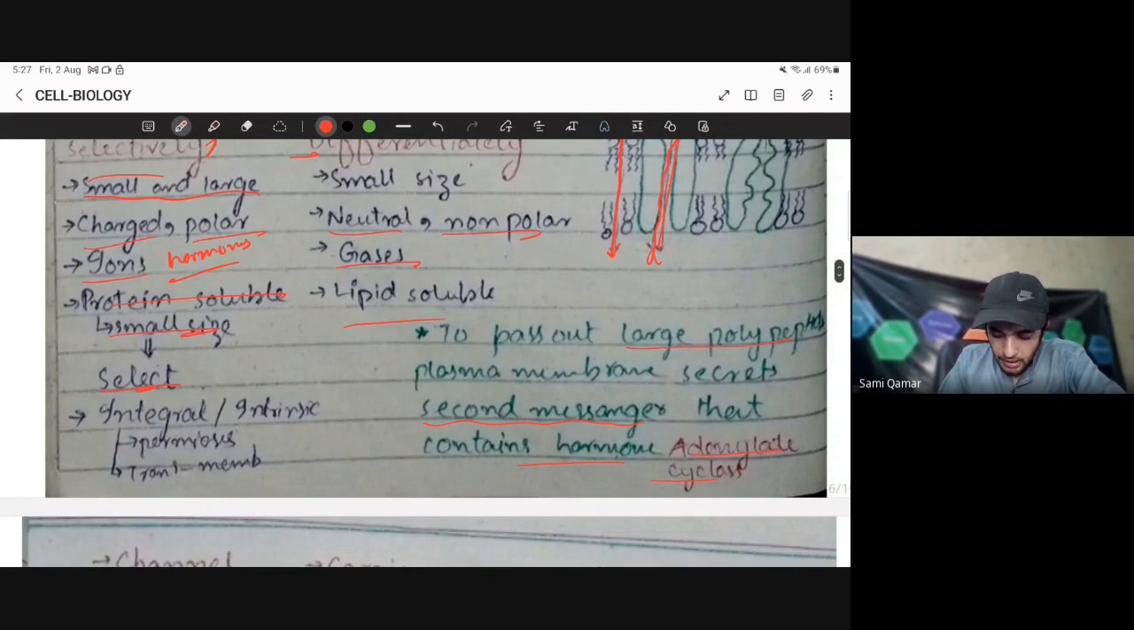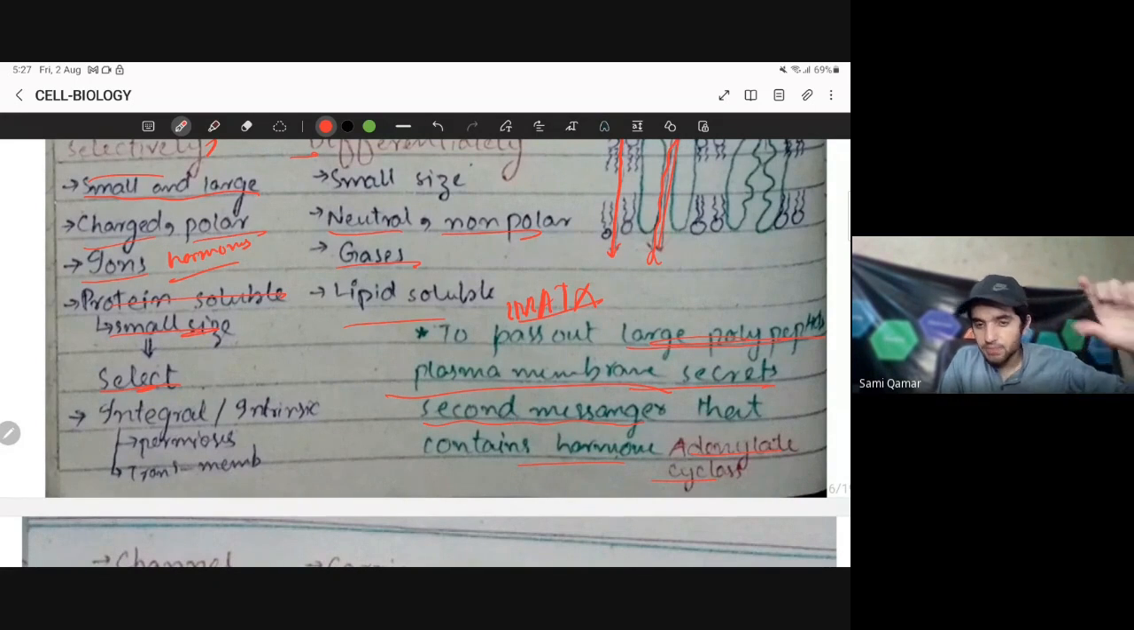Now it is an important point, though it's not written and not related to IMAT. They are not going to ask in IMAT, so don't worry about this. To pass large polypeptides, the plasma membrane secretes a second messenger, okay. That second messenger involves adenylate cyclase. That adenylate cyclase will take that polypeptide and take it inside. I hope you guys are getting it.